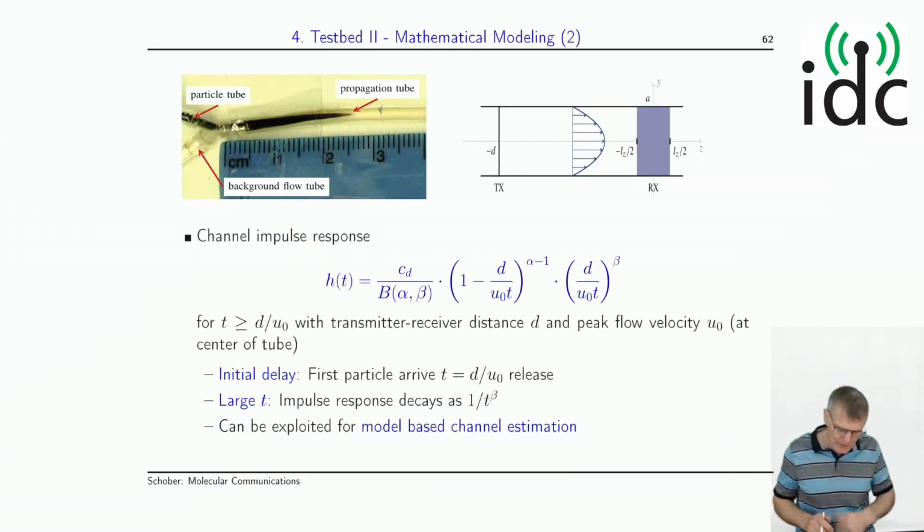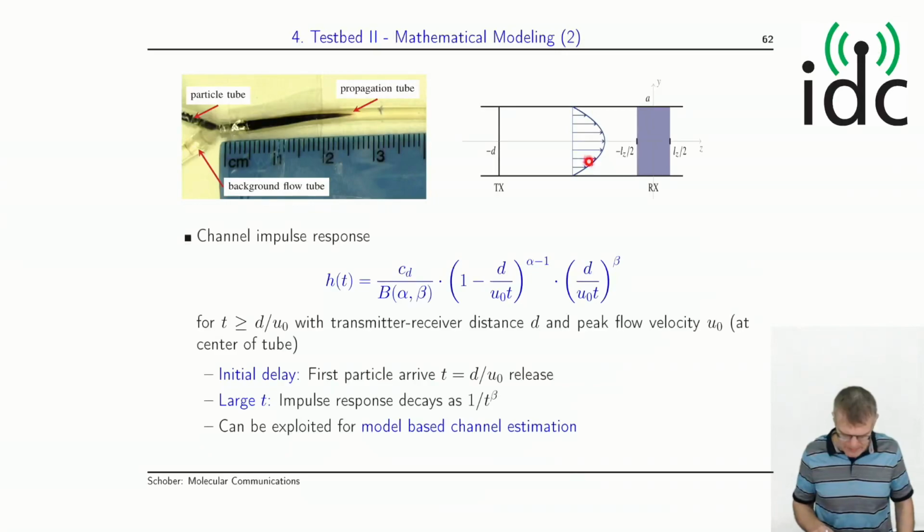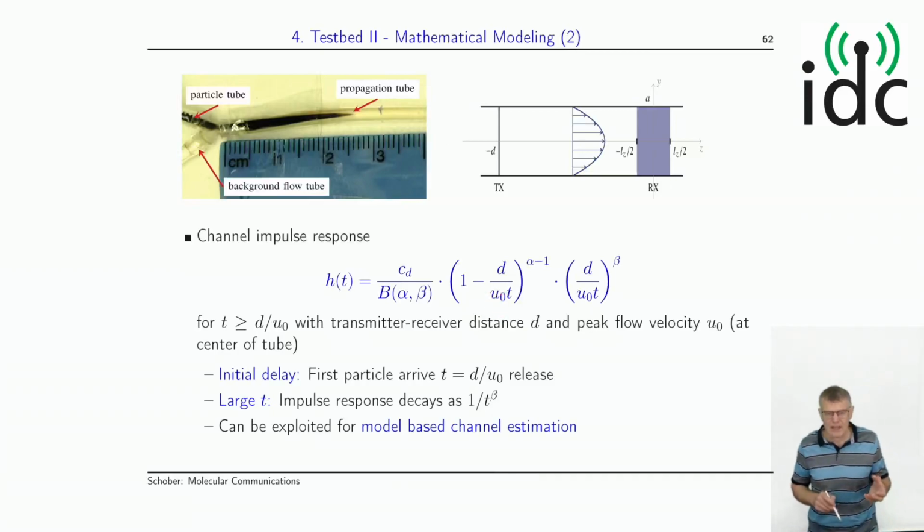Now, if you use this model and combine it with the laminar flow and the receiver model for the susceptometer, you get a simple equation for the channel impulse response, which is given here, which depends, of course, on these parameters alpha and beta, then on the distance between transmitter and receiver, and this u is the flow velocity, right? So this is the peak velocity at the center of the tube.